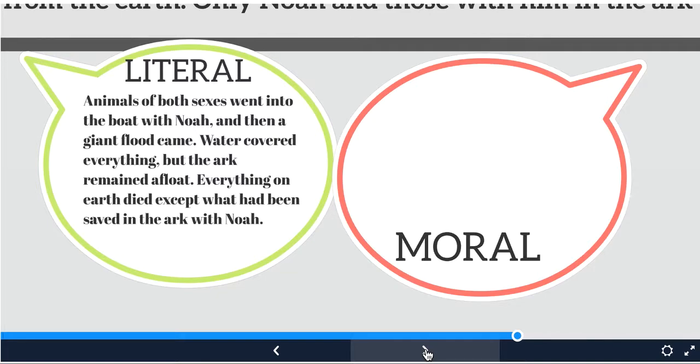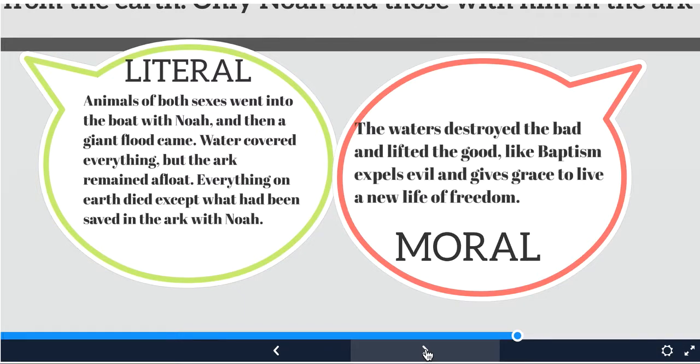The moral sense. We could say here, like, what does this passage tell us about life today? Right and wrong, good and evil. We could say that in this passage we see the waters destroyed the bad and lifted the good. So it destroyed all the bad creation, humankind, and it lifted up the good creation. Just like baptism expels evil and gives grace to live a new life of freedom. See how that works? So, yeah, that's the moral sense.